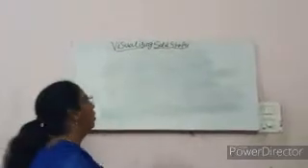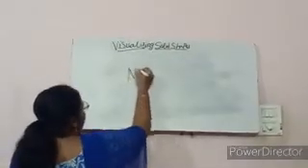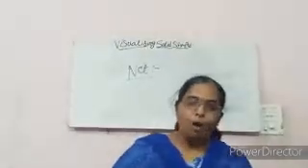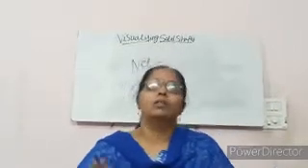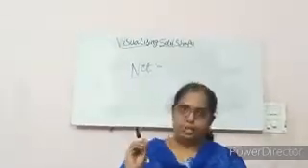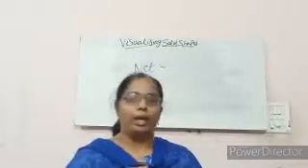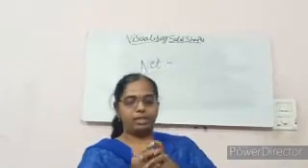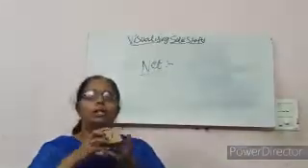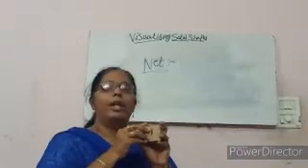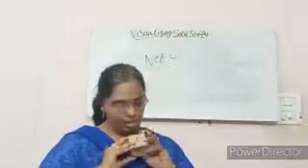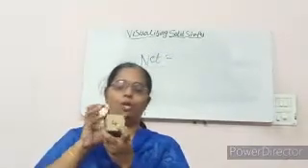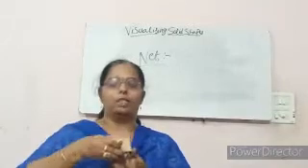Now one more important concept in this chapter is a net. A net is a shape formed by unfolding a solid figure. For example, this is a cube. A cube has 6 faces. See here, 1, 2, 3, 4, and bottom is 5 and the top is 6.